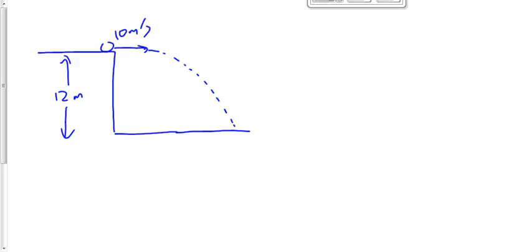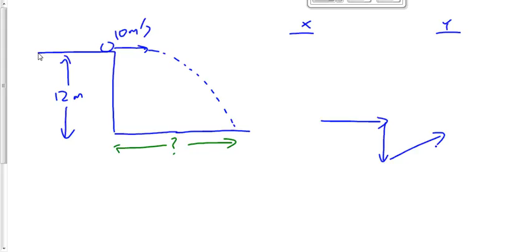Now, let's say that we're trying to find how far from the base of this cliff that this object lands. Trying to find this distance right here. We know very well what to do for this question. We know that for this question, we have to break it up into X and Y components. Why do we got to do that? Who's got an answer for that? Why do we have to break it up into X and Y components? For the same reason we had to break this up into X and Y components, because there's things happening on both the X-axis and the Y-axis.